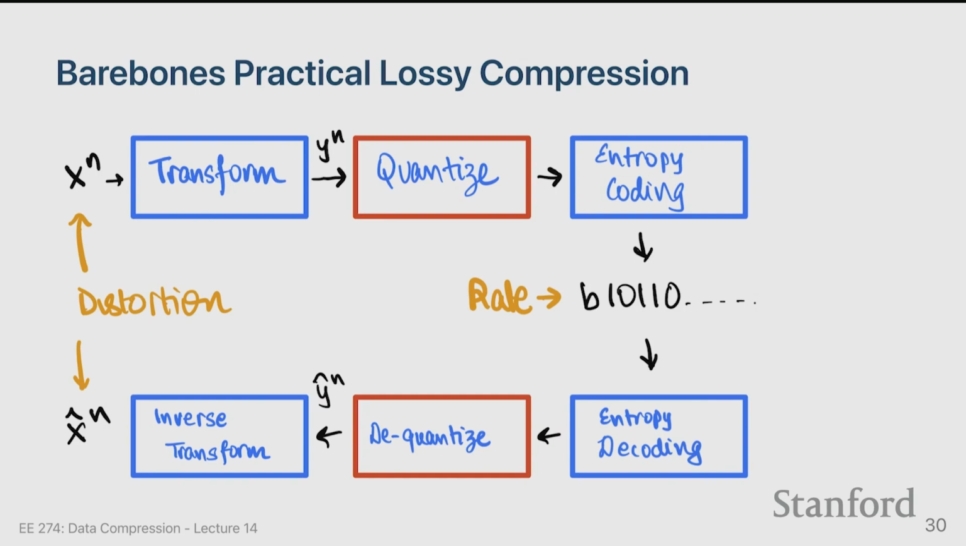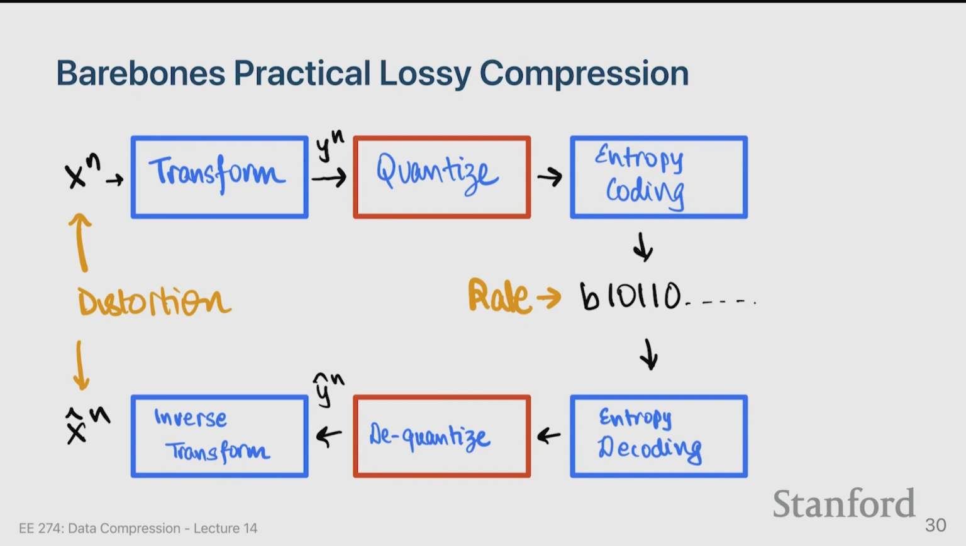This is really the pipeline for our bare bones practical lossy compression at this point, right? So we start with some symbols xn. You do some transform, you get yn, you quantize this, you get some codebook vectors. After that, you have to do entropy coding, right? So you do lossless coding of these codebook vectors, whatever you get. That gives you the bit stream. At the end of the day, you have to get to the bit stream. And this determines the rate.